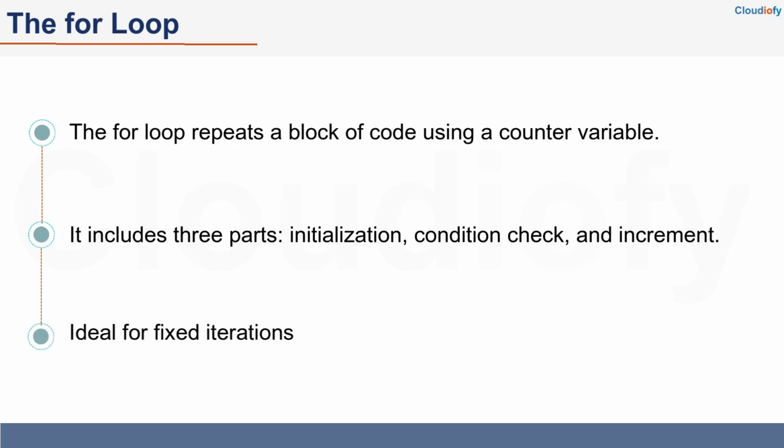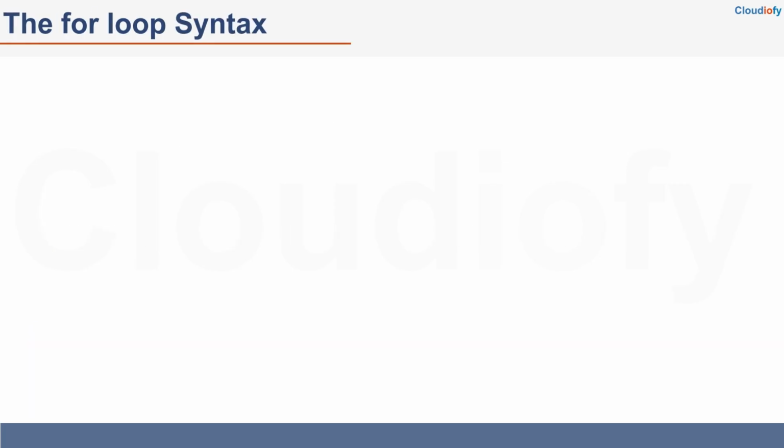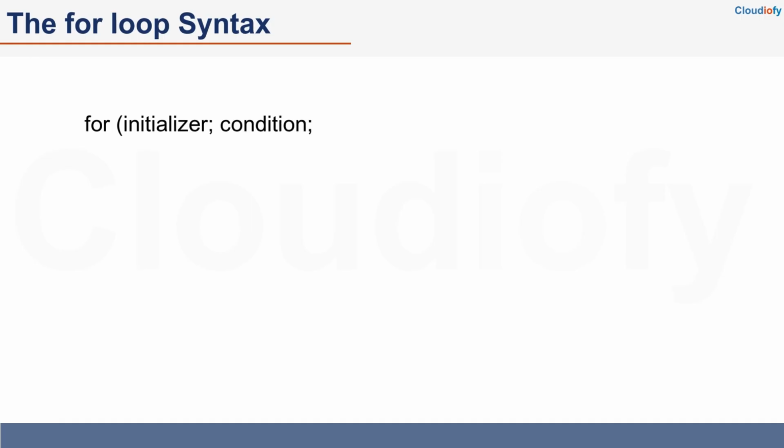Ideal for fixed iterations or looping through array lengths. When we know how many times to repeat, like looping 5 times or going through an array, the for loop is a perfect choice. The syntax starts with 3 parts inside parentheses: initializer, condition, and increment. Then comes the loop body enclosed in curly braces.